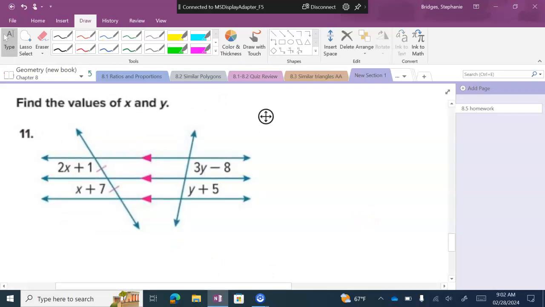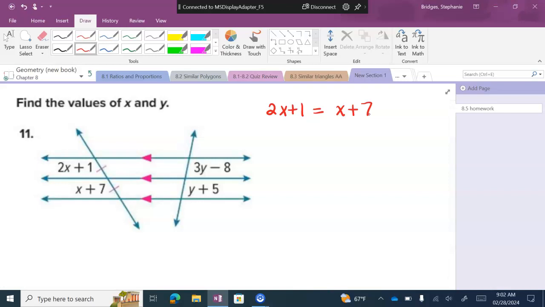So if I wanted to find x, what would I do to those two? Not add them together. Set them equal to each other. They're congruent. So we're going to go 2x plus 1 equals x plus 7. I'm not going to actually finish this for you. I just want to set it up. Okay, so you solve that for x.